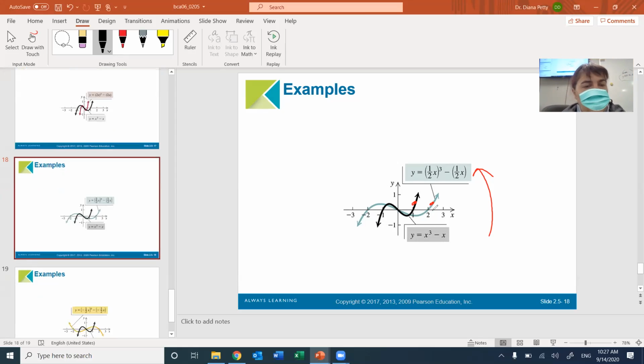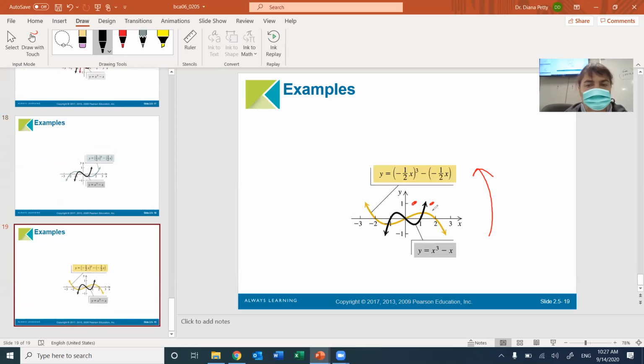Okay, so you can flip it too if you put a minus.